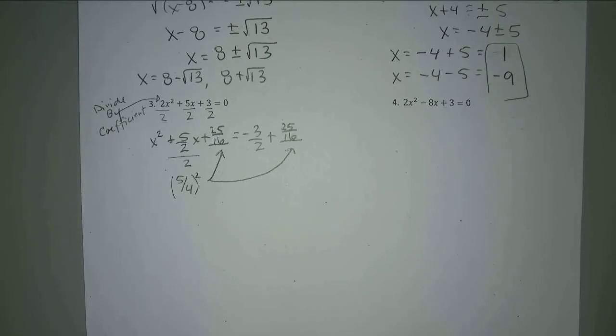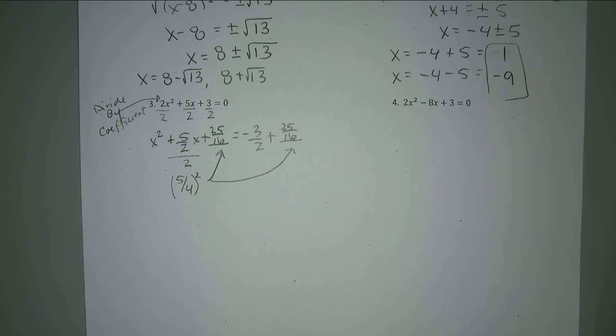What are factors of 25/16 that add up to 5? We don't know that off the top of our head, but guess what the answer is? 5/4. 5/4 times 5/4 is 25/16. If you put 5/4 plus 5/4 in your calculator, you will get 5. Okay? So we are, or 5 halves, excuse me. So we actually just factored it.